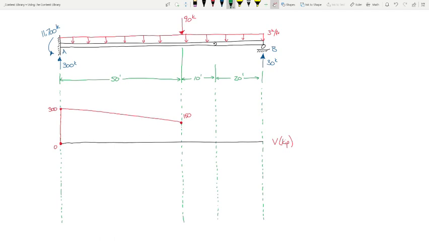And just so we're all paying attention, what is the slope of that line? 3. Because it's 3 kips per foot. So what happens right here? Goes down 90. So if I'm at 150, drop down, puts me at 60.